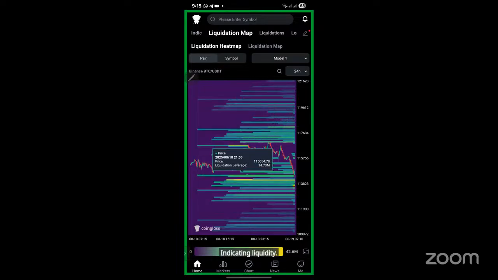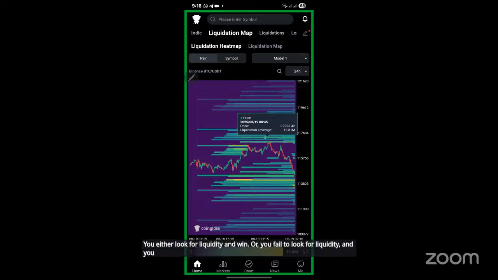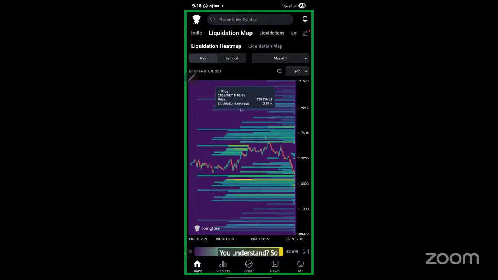For the market to move, it requires liquidity. And for you to be a winner in the market, you should look for where liquidity is. That's why we say you either look for liquidity and you win the market, or you are won. You understand? So whenever we are trading, we use this application called CoinGlass.